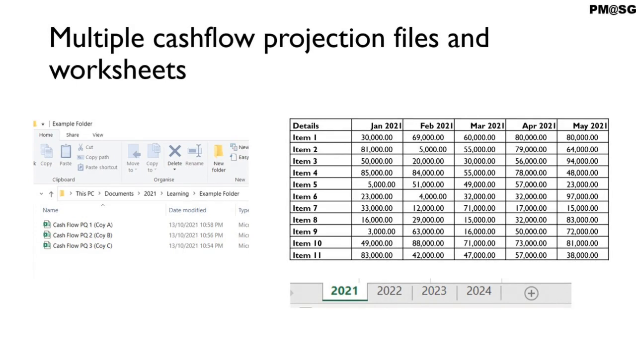Within the Excel file, cash flow projections are always done with cost items as row headers and the cash flow periods as column headers. Different worksheets may be created for each year of cash flow matrix table.